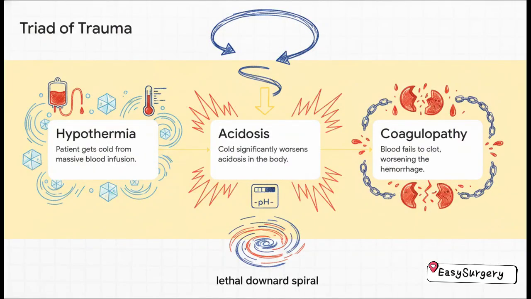All of this builds into the most dreaded complication of all. Ultimately, the most common cause of death in massive transfusions isn't lung injury, it's coagulopathy. It forms a deadly, self-feeding cycle called the terrible triad of trauma. Think about it. The patient gets cold from the blood, which worsens their acidosis, which physically stops the blood from clotting, which leads to more bleeding, meaning they need more cold blood. It is a literal, lethal downward spiral.